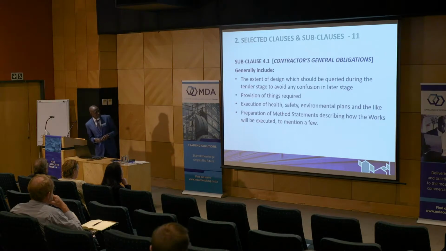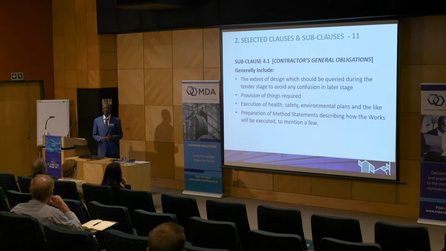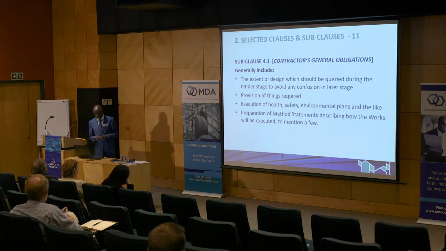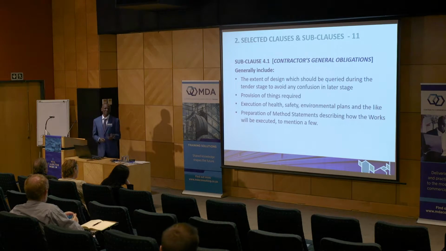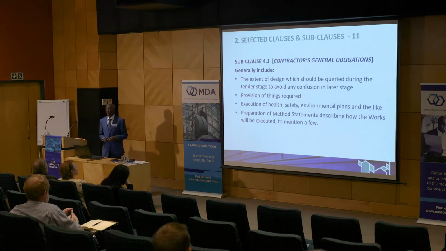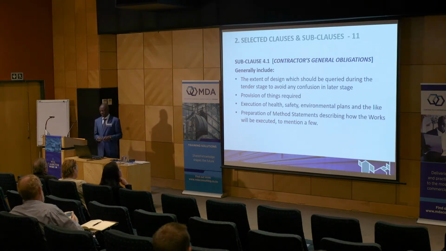The contractor also is supposed to provide some things which are required, things like plant and contractor's documents. There are a number of deliverables he is supposed to provide. Also, he's supposed to prepare a health, safety, and environmental plan. So you should check the extent of the documents the contractor is supposed to do, like preparation of a method statement, as I said, which describes how the work is going to be done.